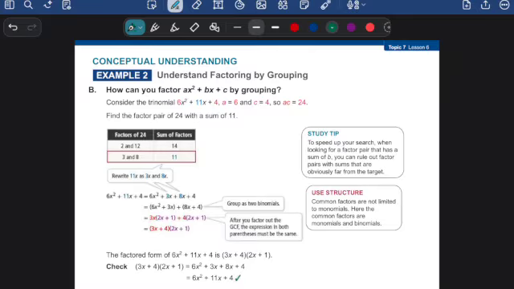How can we factor a trinomial? By grouping. So here's our trinomial, 6x squared plus 11x plus 4. Identify a, b, and c. So a is the coefficient in front of x squared, b is the middle term, and c is the constant. So again, this is A, this is B, this is C. And then you're going to just do A times C. What do you get? A times C, 6 times 4 is 24.